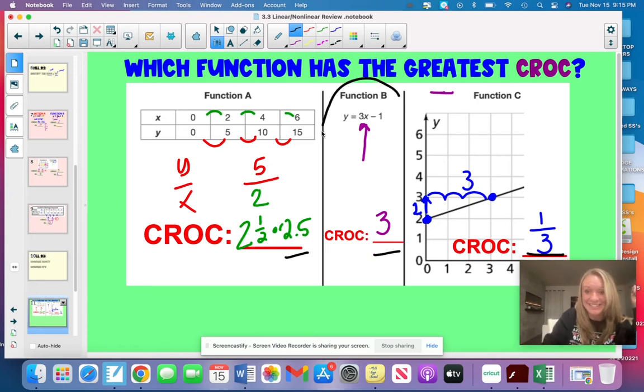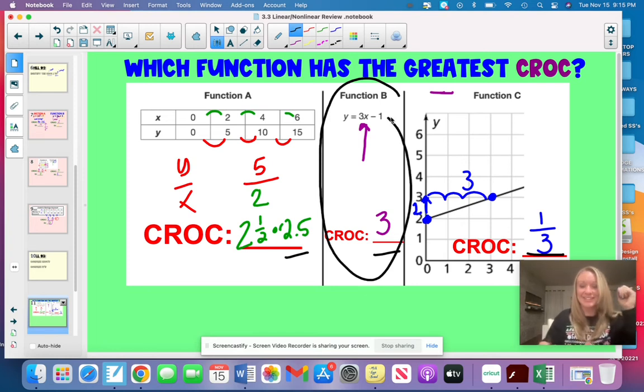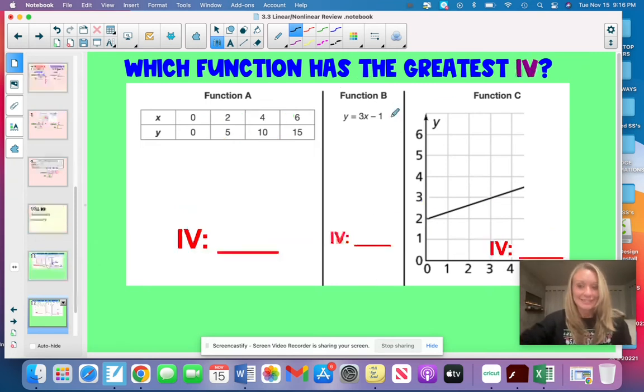It's this one. It's 3. That's your biggest number. So you say function B has the biggest crack because it's 3 compared to 2.5 or 1/3.